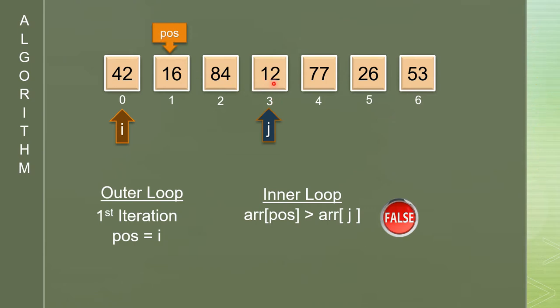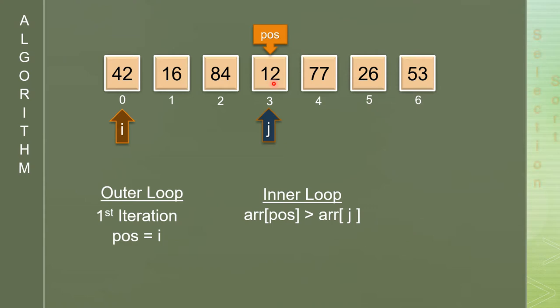Obviously it is true. So what happens here is it knows the condition is true. Since the condition is true, it knows the element stored in ARR of 3 is 12, which is the least value, compared to the position value. Now you're going to move the position to that value, that is, position will be moved to number 3. This will be the least value till now.